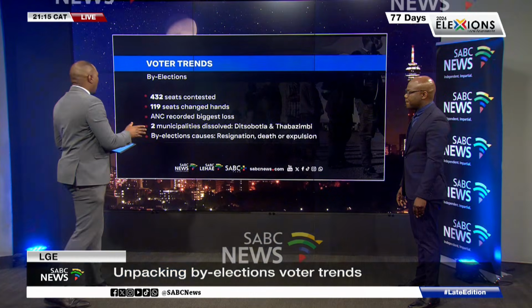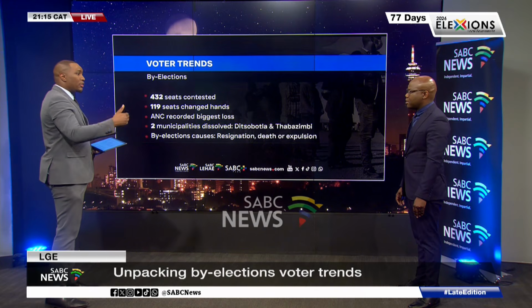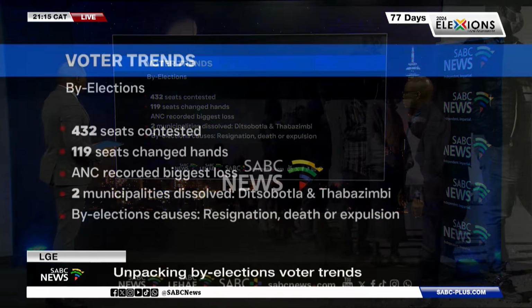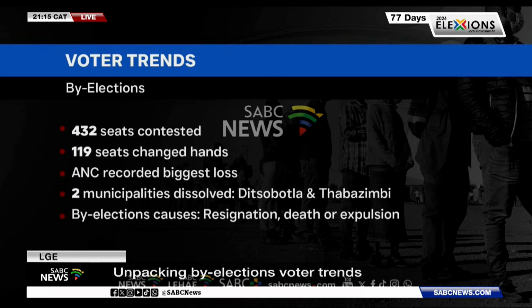Well, let's take a look at the numbers. Between the last local government election, in 2021, and the next, in November 2026, 432 seats have been contested. Do we have a sense of the spread around where a lot of those contestations happen? Which provinces were most affected?